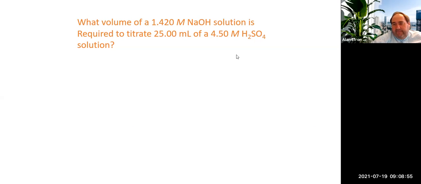So again, follow the same 4 basic steps of a stoichiometry problem here. You have some volumes and some solutions, so you're going to calculate a little bit differently. We're looking for what volume of 1.42 molar sodium hydroxide is required to titrate 25 milliliters of 4.5 molar sulfuric acid. Visually, I'll give you what is happening here: we are adding the sodium hydroxide to the sulfuric acid, so we're adding this way. Take a couple minutes based on what we were just talking about, see how far you get, and we'll talk about it here.